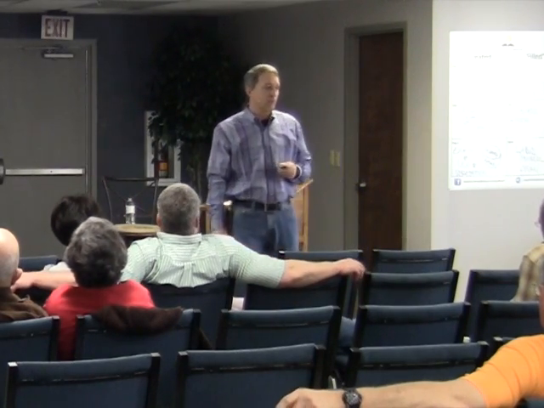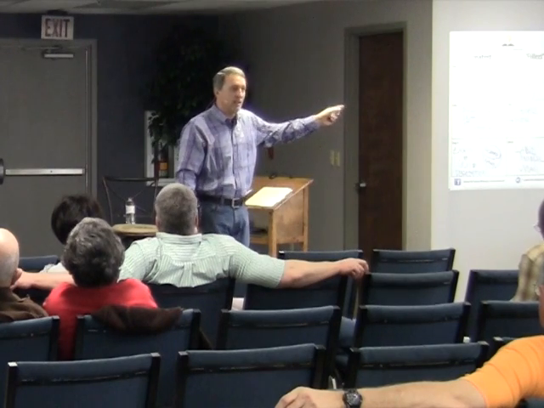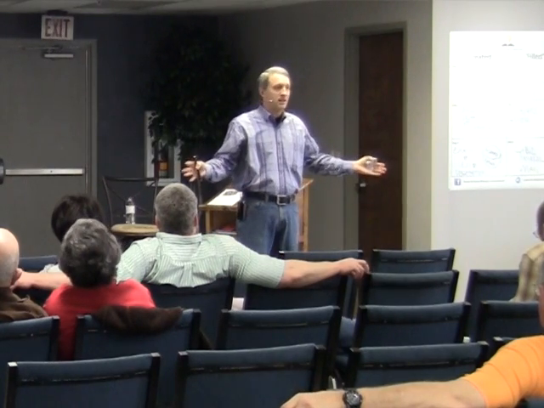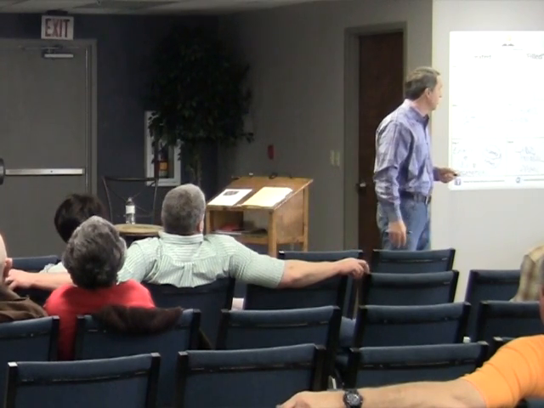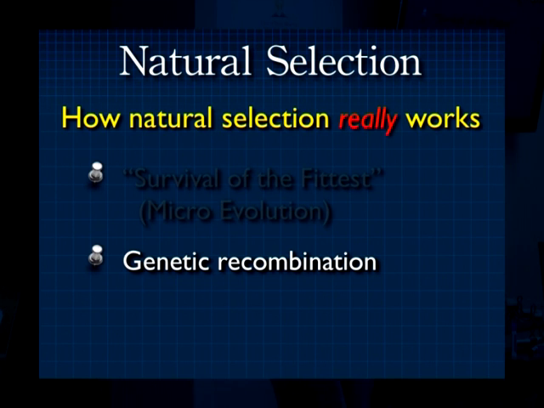Where did the information come from to cause that change in the animal? It was always there in the DNA. That's microevolution. God's plan for how the survival of animals will take place in a changing environment. It's a marvelous plan of God, and it's built into our DNA. So that is the way natural selection really works.